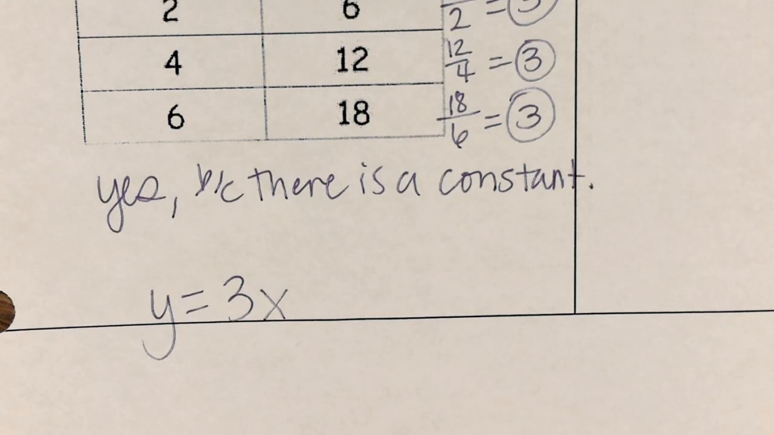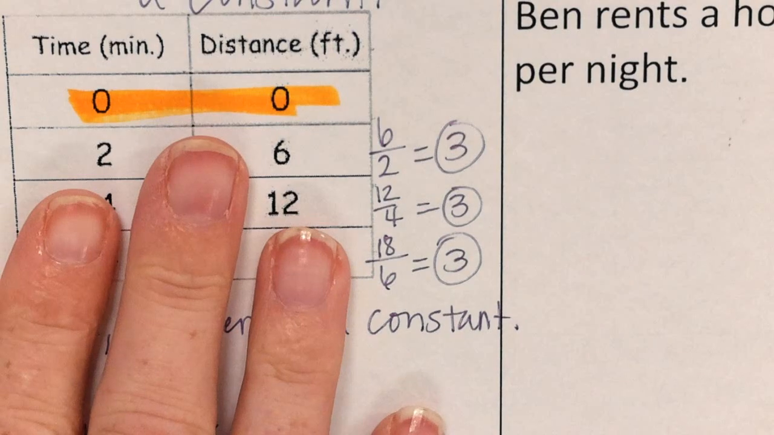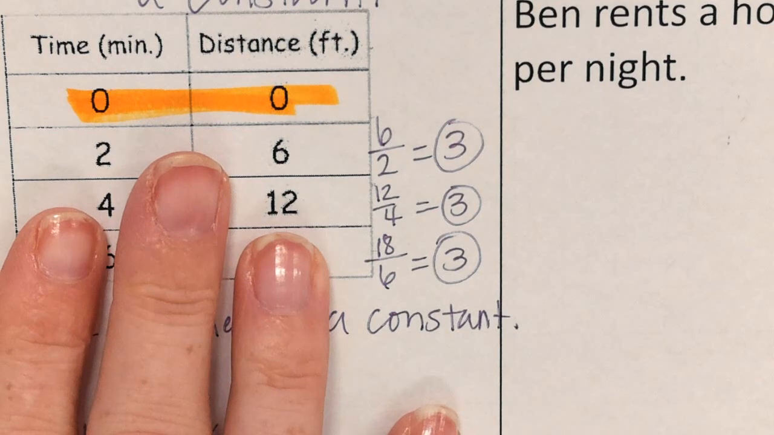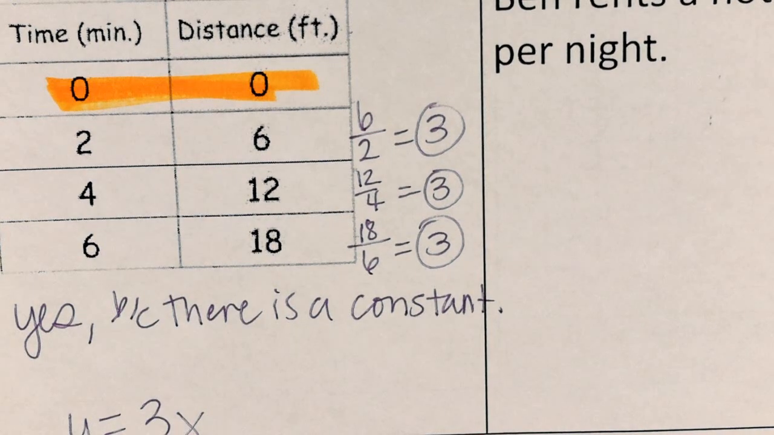So let's say what we just did. If you want to know if a table is proportional, simply divide and see if you get the same answer for the whole table. Y over x. If you do, then the number you got is your slope. It's your rate. It's your constant of proportionality.